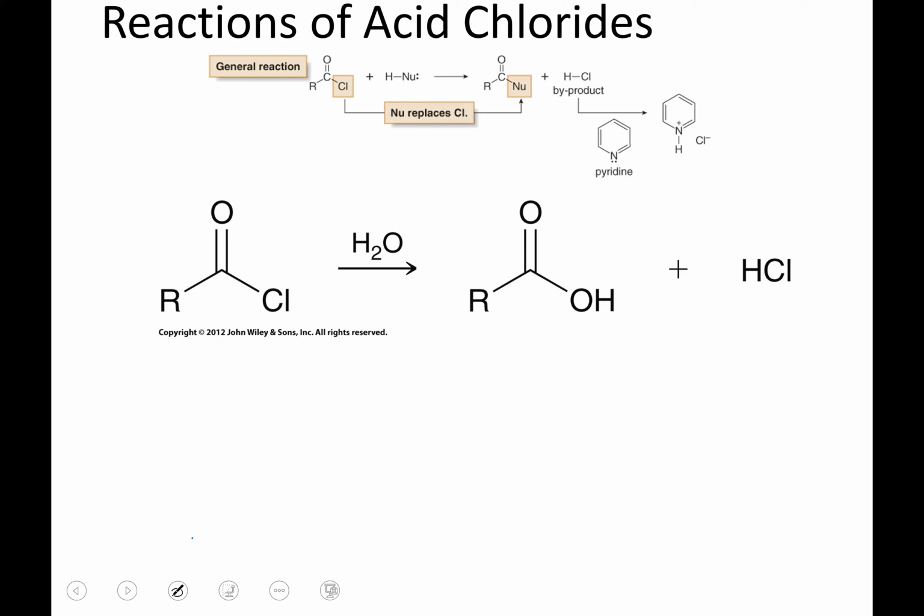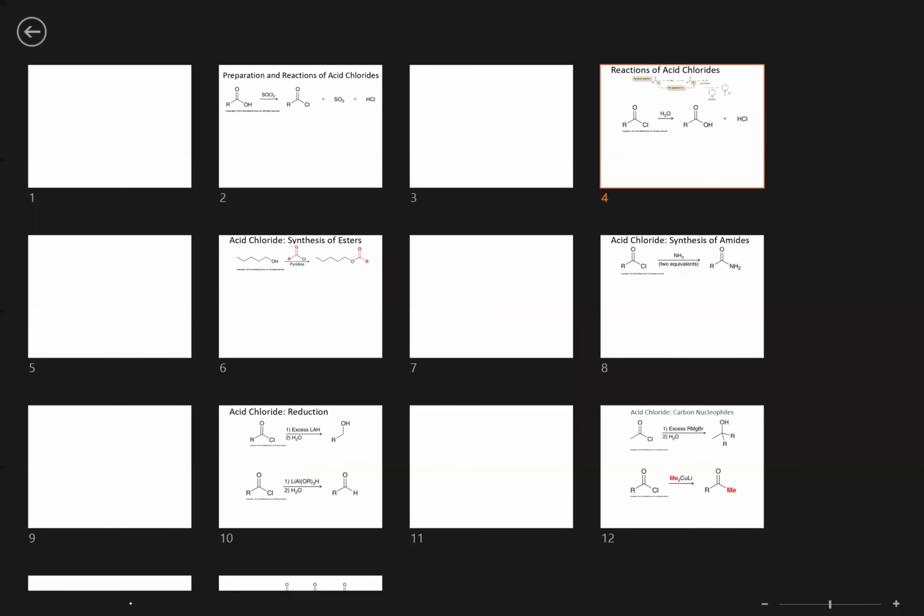So let's take a look at this mechanism. Should be able to complete it on the slide here. So we have this carboxylic acid, sorry.